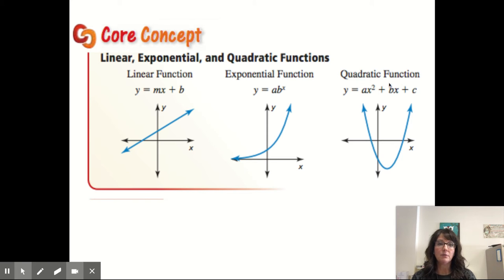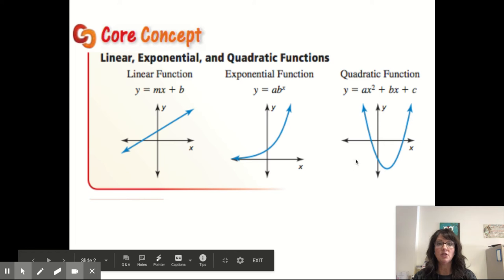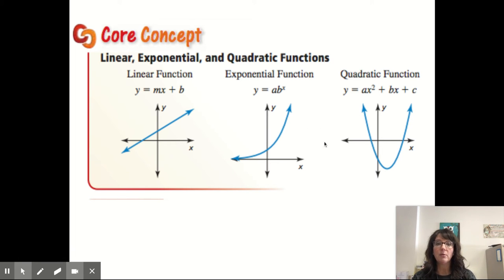Then we have our quadratic. So we've been working with these trinomials. This is a second degree trinomial. The curved line is called a parabola. And we've been working with that this chapter. So now we're looking at all the different forms, noticing where the variable x is.